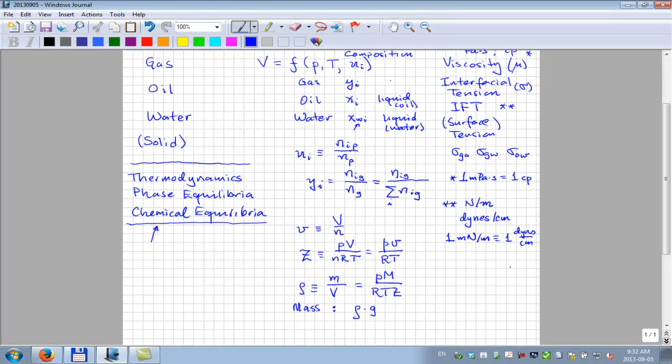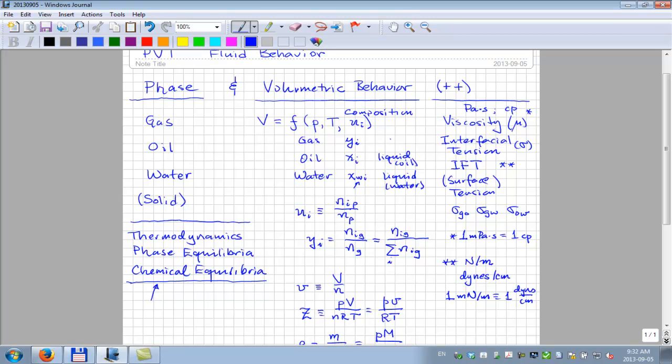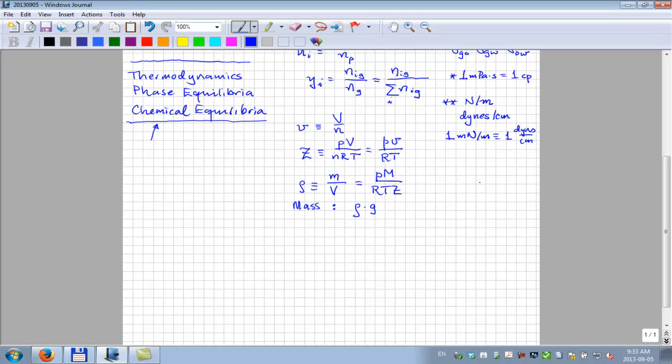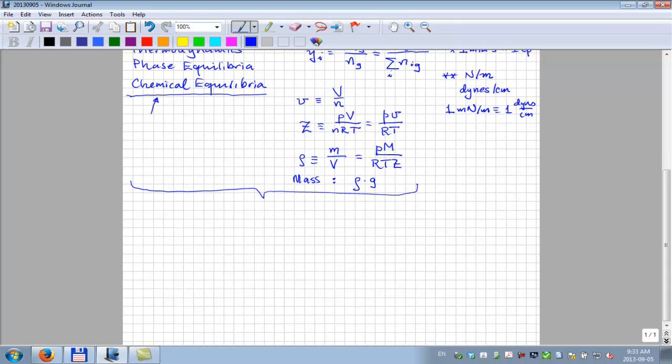Okay? Now, if we look at phase and volumetric behavior in a more generic sense, we're going to have laboratory data that we'll talk about during the course, and then we're going to have models or equations that we can use to describe those laboratory data, or when we don't have laboratory data, to predict the properties from these equations. Okay? And to do these phase and volumetric predictions, we need what is referred to as an equation of state.